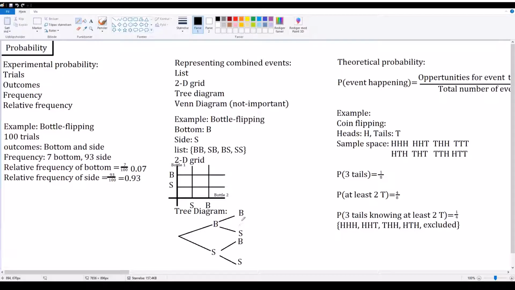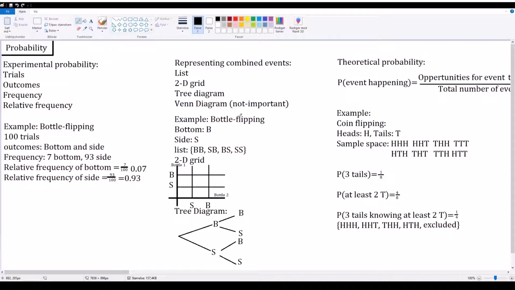So here we start, the first outcome is B, and then it can either end up with S or B, and here we have another outcome which is S, and after that you can either get the outcome S or B once again. The way you would represent this in a 2D grid is you essentially have one axis for each bottle throw. So here we have bottle 1 side and bottom, and bottle 2 side and bottom, and where they intersect is one of the possible outcomes.